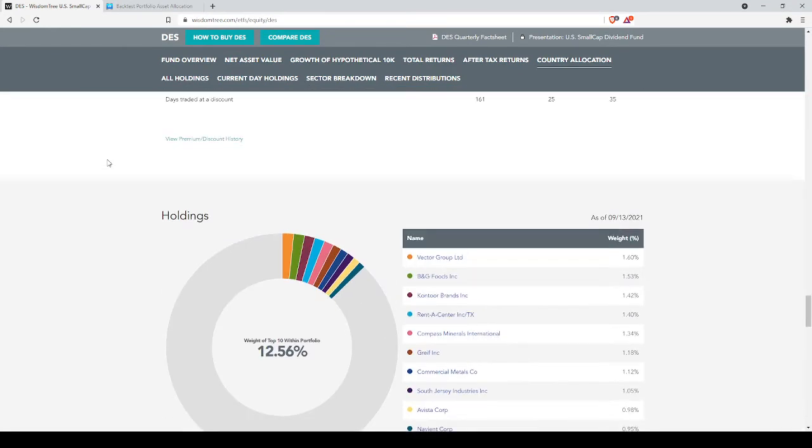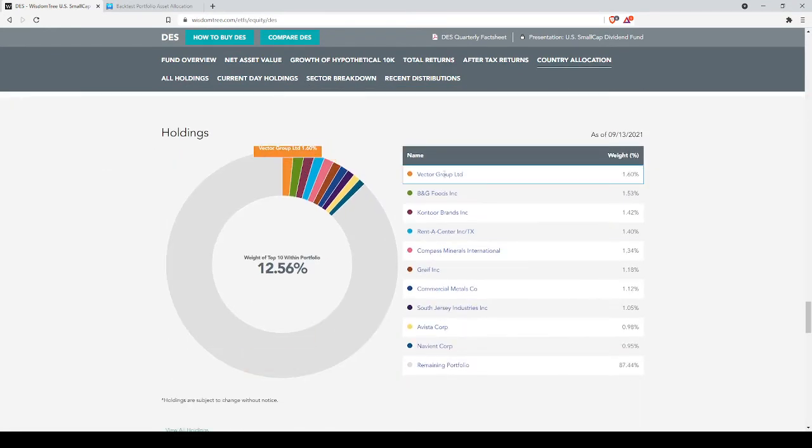Next, we can take a peek at the portfolio. We can look at the top 10 holdings. There are a few things that most people would know. Most people know Rent-A-Center. If you know small caps, you probably know B&G, Encompass. The other ones, Navient, you probably know. The other ones, not so much. You might know Vector Group.